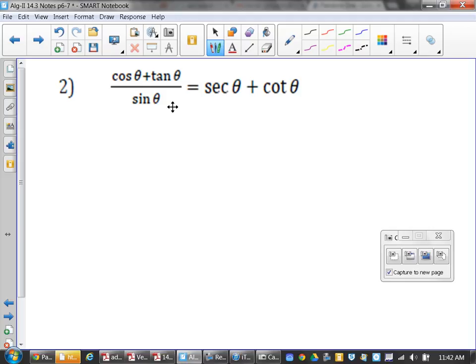So this one, notice, numerator has 2 parts, denominator has 1. Split it.